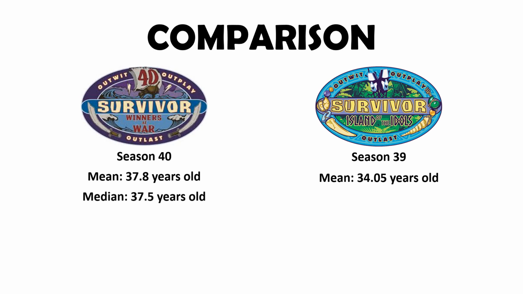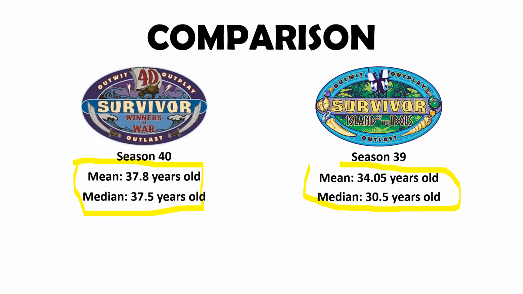The median for season 40 was 37.5 years old, where it was 30.5 years old on season 39. So again, it shows that the contestants were younger on season 39, but that also tells us a little something more. By looking at how the mean and the median are so close together on season 40 and a little bit farther apart on season 39, it lets you know that the data is a little bit more spread out on season 39, like the ages are more varied, where on season 40, the ages of the contestants are more clustered together.